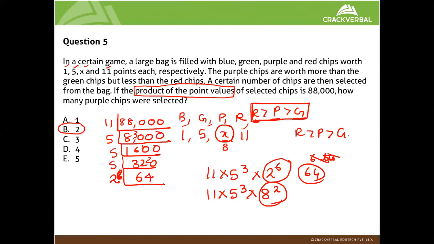Right? So if red costs greater than the purple and greater than the green, the value of the purple chips has to be between 5 and 11. I need to break down 64 into a square of a number which is between 5 and 11. And the only possibility here would be 8 square, right? So I can break down 88,000 as 11 into 5 cube into 8 square, which gives me the number of purple chips to be 2. Okay with this, guys?